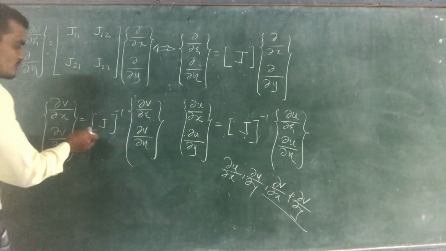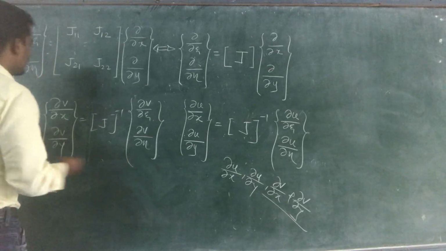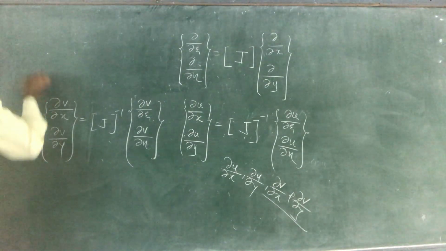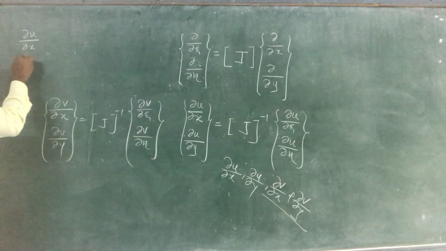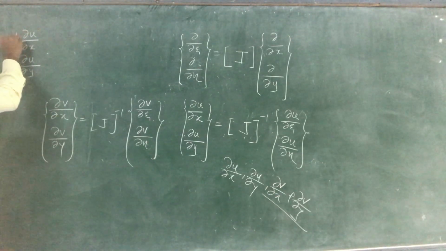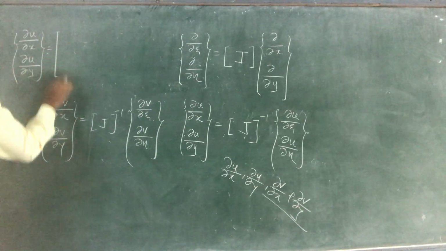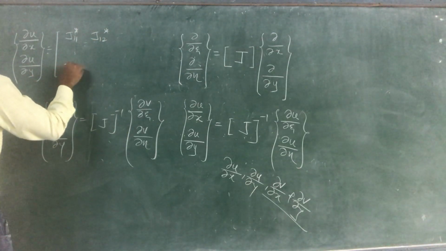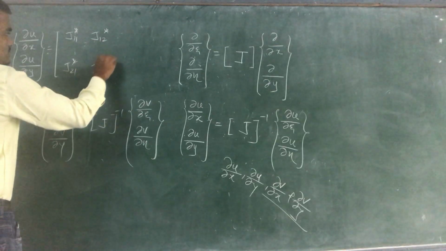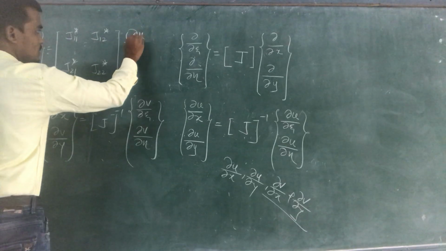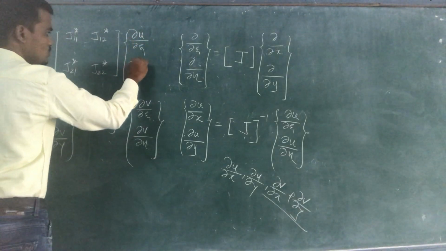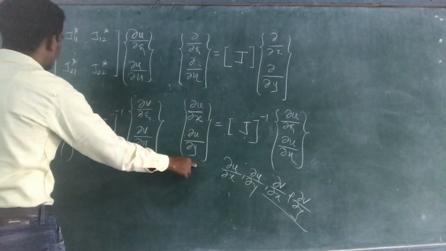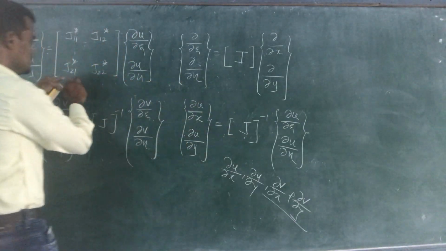Okay, so it means what? If we elaborate this J matrix with the help of this equation, we can write it as ∂u/∂x, ∂u/∂y is equal to J inverse. J inverse means J11 star, J12 star, J21 star, J22 star, into ∂u/∂ζ, ∂u/∂η. Simply here I have simplified this J inverse matrix and written it here. This vector is the same and this vector is also the same, only J inverse is simplified here.